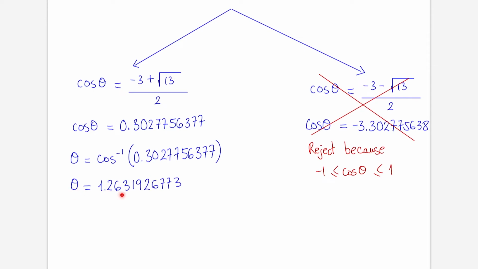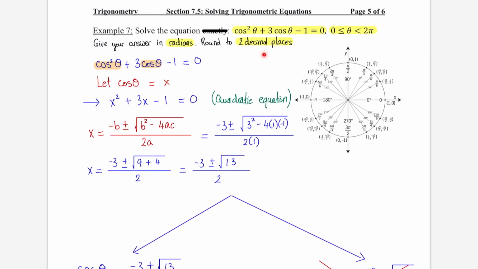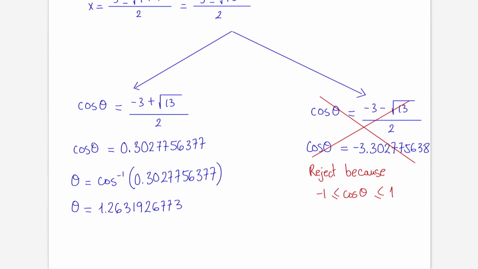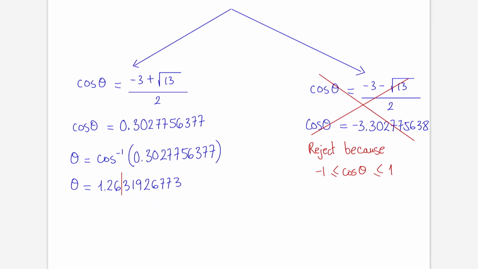And this is my theta. I am going to round it to 2 decimal places because they asked for it. Is this the only answer I have? Cosine of theta is positive. That means theta is in the first and the fourth quadrant.